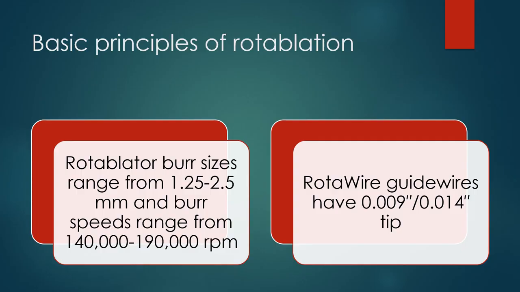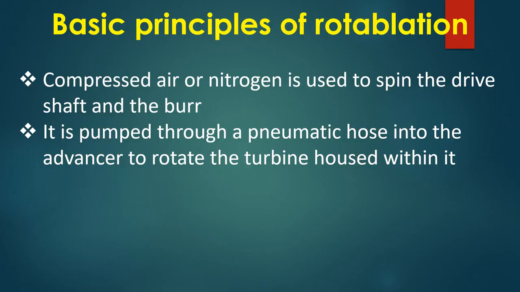Rotawire guide wires have 0.009 inch and 0.014 inch tip. Compressed air or nitrogen is used to spin the drive shaft and the burr. It is pumped through a pneumatic hose into the advancer to rotate the turbine housed within it.